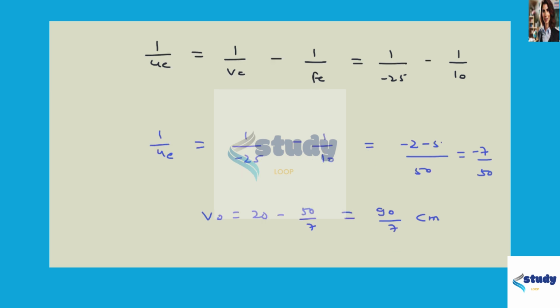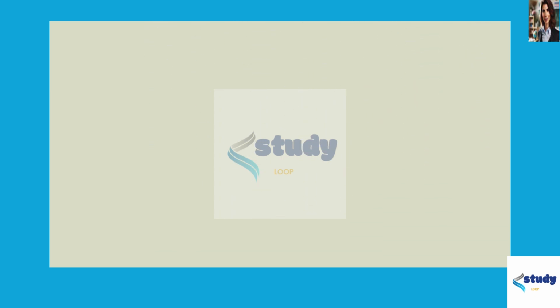So from the lens equation for the objective lens, I can write the expression as 1 by U naught is equal to 1 by V naught minus 1 by F naught. Simplifying it further, I can write the value as 7 by 90 minus 1 by 5, which is equal to minus 11 by 90. So the value of U naught is equal to minus 90 by 11 centimeter.